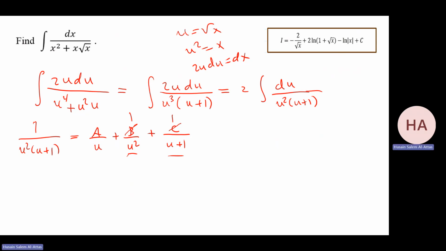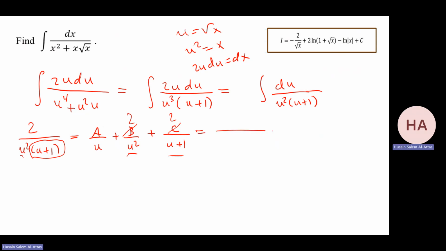Is it? Oh, there is a 2 here. Yeah, this is 2, sorry. So you do the cover. Cover this, substitute the 0, I have 2. Cover this, and substitute -1. This one is not covered anymore. At -1, you have also 2. So this is 2 and 2.